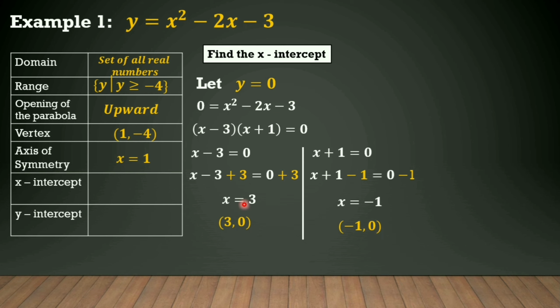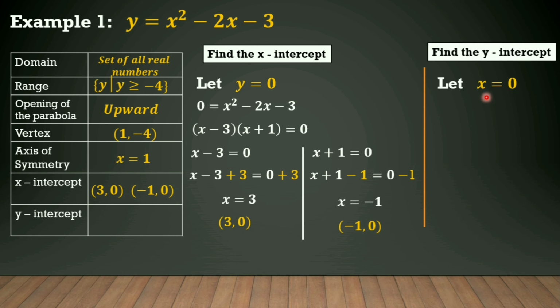Since ang x natin na nakuha ay 3, tapos yung y natin ay 0. So, kapag x-intercept, palagi ang y ay 0. So, yan na yung x-intercept natin. Next, let's find the y-intercept. So, y-intercept naman, we will let x is equal to 0. So, sa y-intercept, ang x natin ay 0.